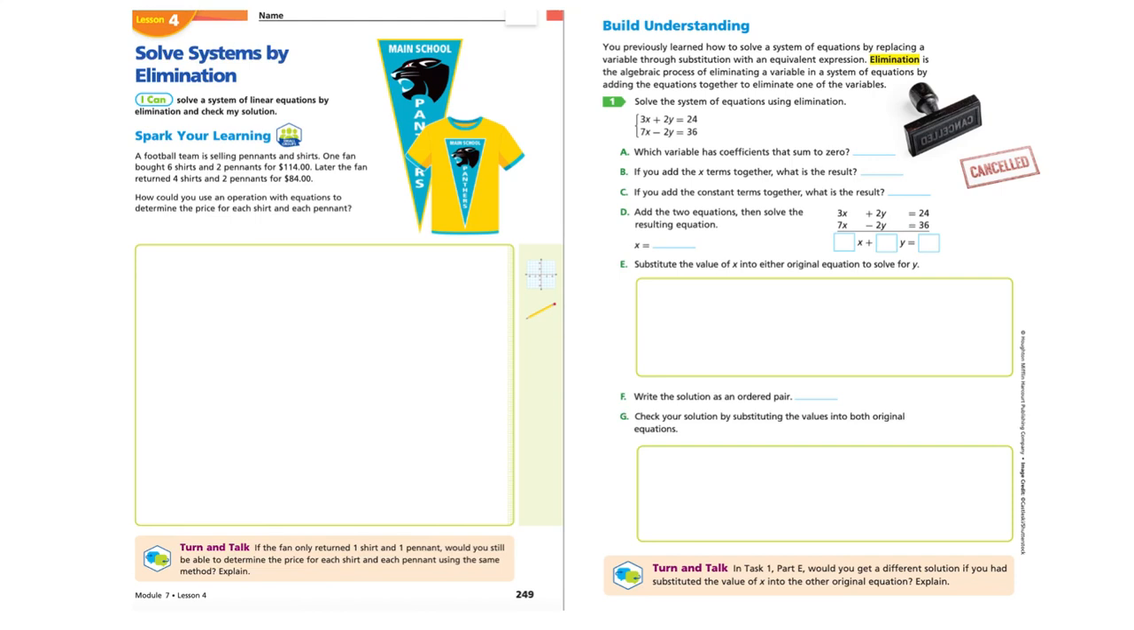Welcome back, 8th graders. This is lesson 4 of module 7, solve systems by elimination. So you've done solving systems by graphing, and then in lesson 3, solve systems by substitution. Now solve systems by elimination. You may or may not have done something like this before, so we'll just get started and see how it is. The I can statement says, I can solve a system of linear equations by elimination and check my solution.